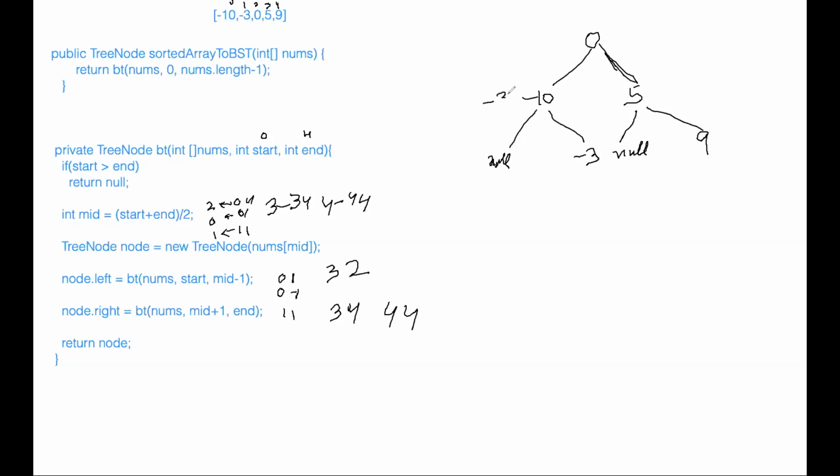For that, you have to make a small change in the code where you find the mid. When he is finding the mid, below that he can just write: if start plus end is odd, then you just increment the mid by 1, and you will be able to construct the tree that way. It's a minor trick.